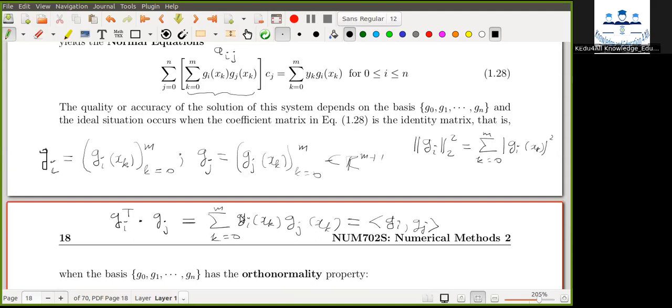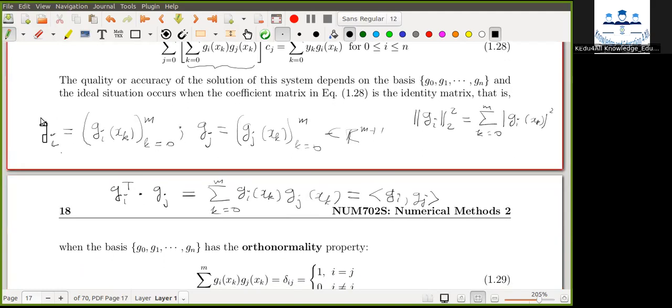Now, if you look at this, you can see that actually this is a dot product. If you look at the expression, we have exactly the same, considering that g_i is defined this way, that is, we take it as a vector in R^(m+1). This one similarly represents a dot product. Now we know that if the dot product is 0, we say that the two vectors are orthogonal.